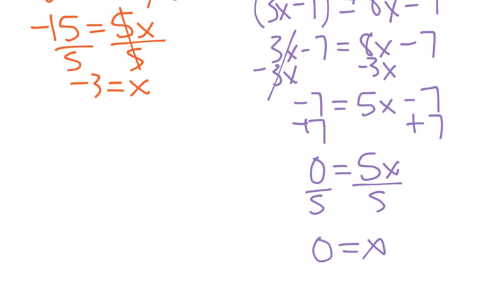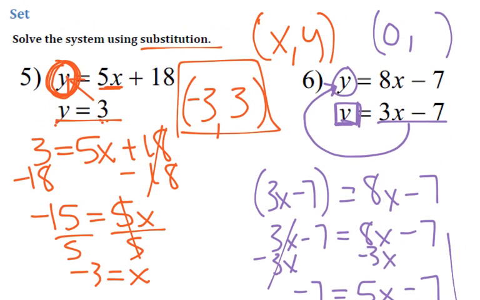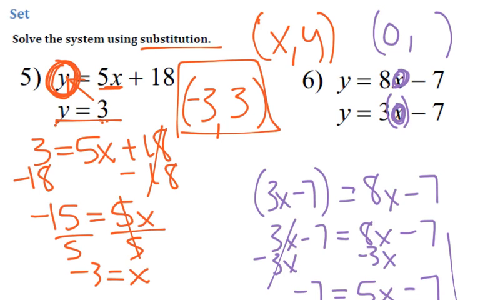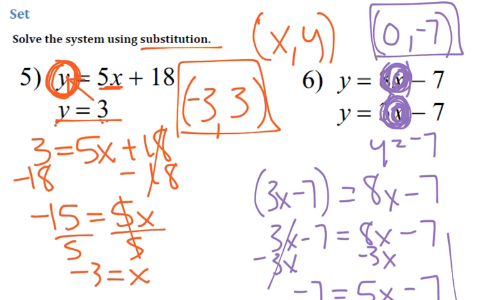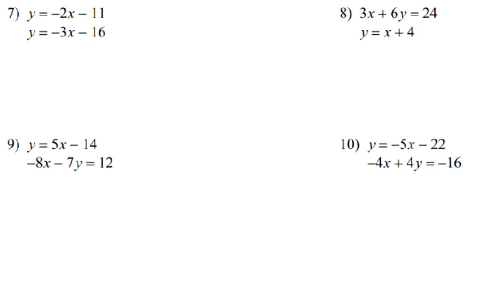Well, now I know what x is, so now I can go back to either of my equations up here and say, well, if I know what x is 0, what is y going to be? Well, 8 times 0 is 0. 0 minus 7 is negative 7. So that's what y is, negative 7. If I want to check the other one, 3 times 0 is 0. 0 minus 7 is negative 7. So there's my answer, 0, negative 7. Alright, and so that's all we do.